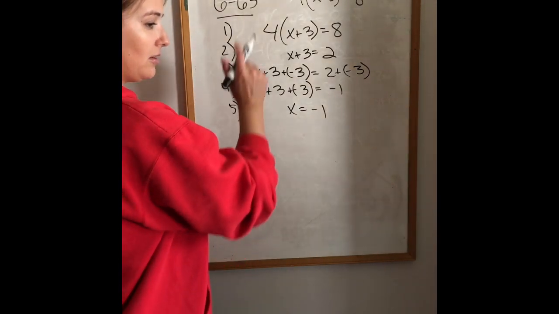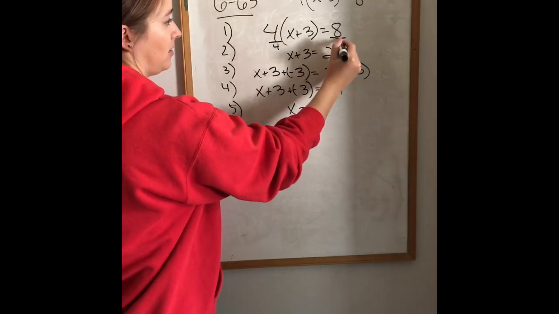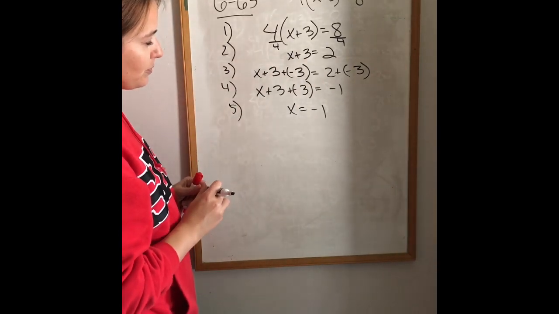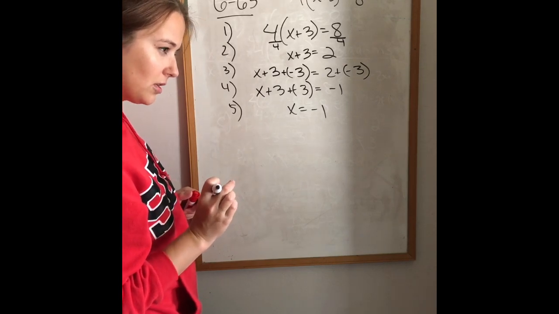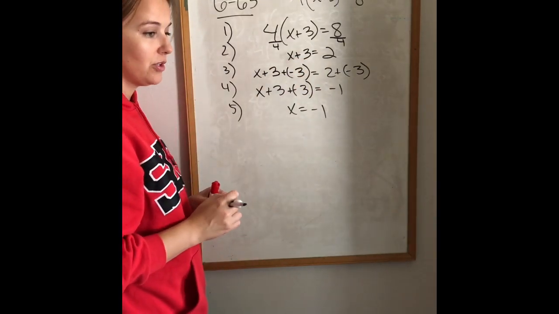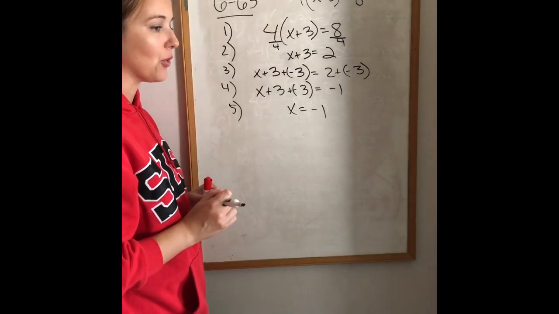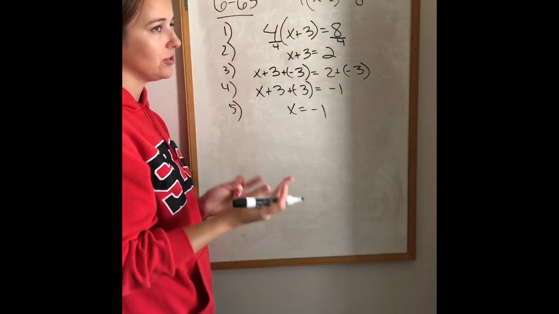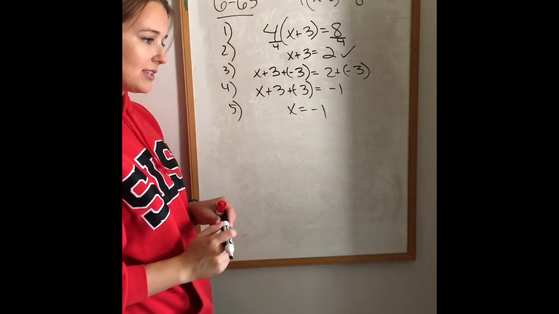So let's see. If she divided that 4, she would be left with x plus 3 equals 2. I'm pretty sure that's what she did. So yes, x plus 3 does have to equal 2 in this problem because she divided the 4 out, and she divided this side by this side because you have to do the same thing to both sides. So x plus 3 has to equal 2, and that's what part A is asking.